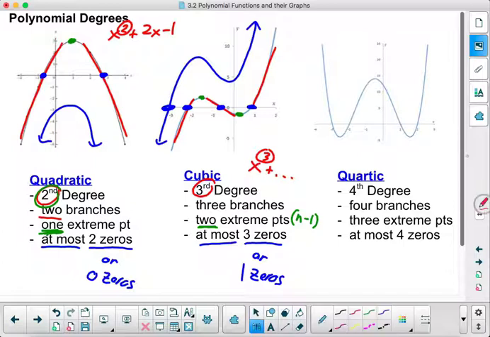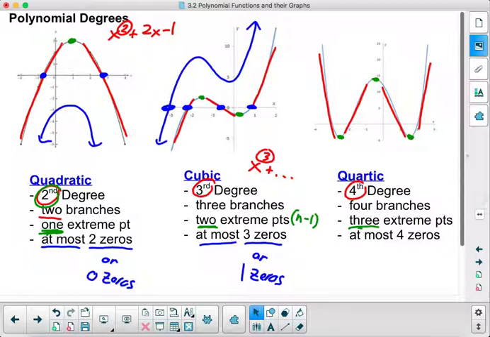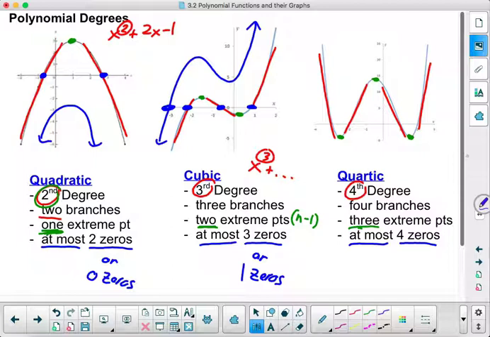And last, again, not the least, hopefully you're seeing these same patterns here. If I have a quartic, it's a 4th degree. You have the same number of branches, 1, 2, 3, and 4. And looking carefully at this, notice the extreme points. This has 3 again, 1 less than the degree. So you have 1 here, 1 here, 1 here. So the more degrees I have, the more ups and downs I have. It's more of a roller coaster. Now this says, again, at most 4 zeros, because that's the same as my degree. So this one has 1, 2, 3, 4. So I have 4 there.